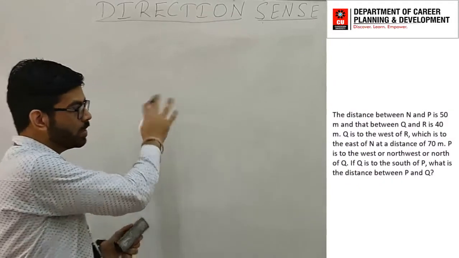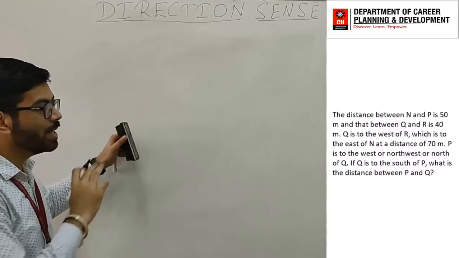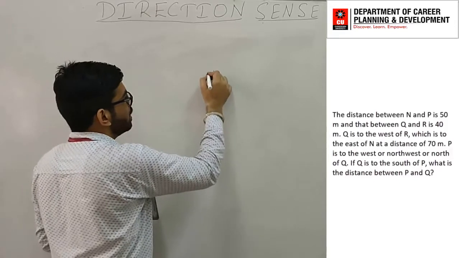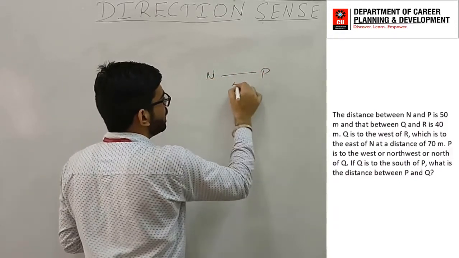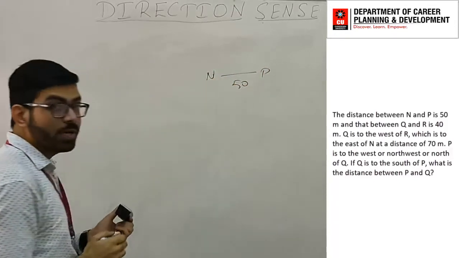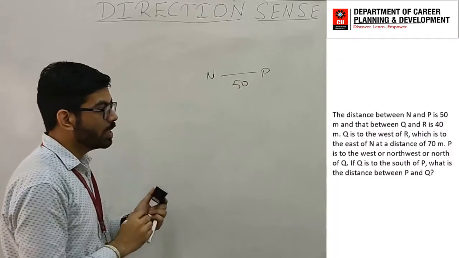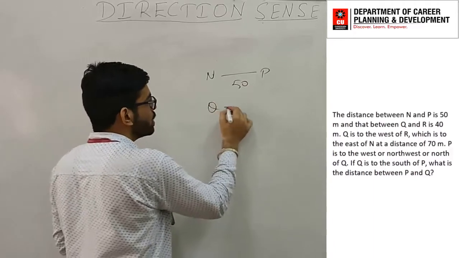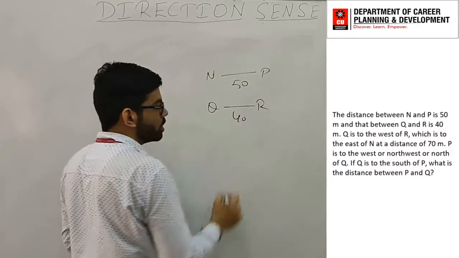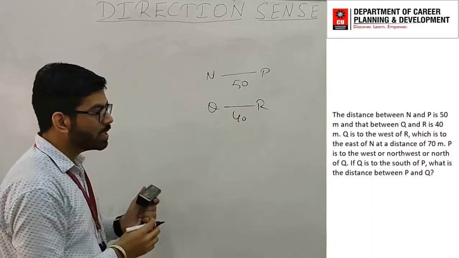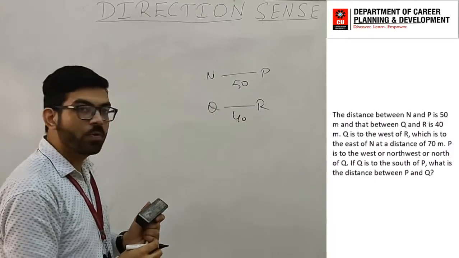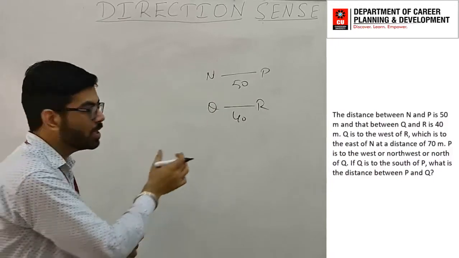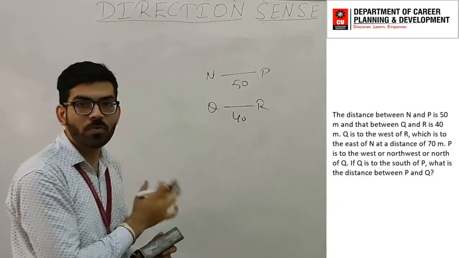Okay, let's see the question. The question is, the distance between N and P is given, which is 50 meter. So let's construct here N and P, and the distance is 50 meter. Let's move to the next line. Next line says that the distance between Q and R is 40 meter. So Q is here, R is here, and the distance is 40 meter. Next line says that Q is to the west of R. So this condition is fulfilled, that is Q will be here, which is the west of R.